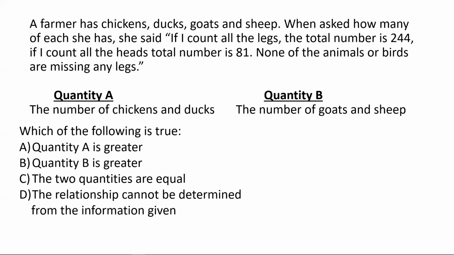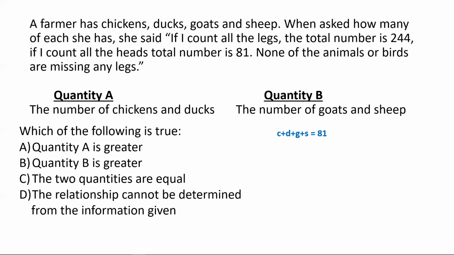This is a quantitative comparison type question, where quantity A is the number of chickens and ducks, and quantity B is the number of goats and sheep. So we start with some notation or placeholders: the number of chickens be C, number of ducks be D, goats be G, and sheep be S. From the count of heads, it's just a simple summation of these quantities. C plus D plus G plus S will give us the total number of heads, which is the total number of animals and birds. So that's 81.